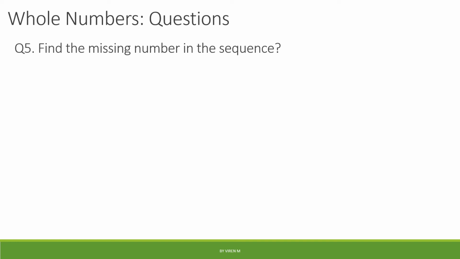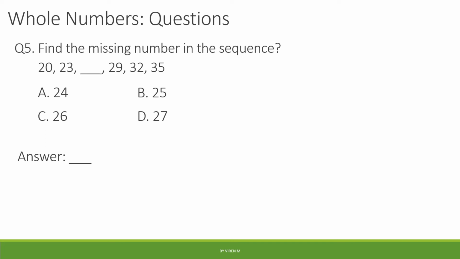Next question. Find the missing number in the sequence. The sequence is 20, 23, blank, 29, 32, 35. The options are A 24, B 25, C 26, and D 27. I'll pause for a few seconds so that you can try to give the answer.